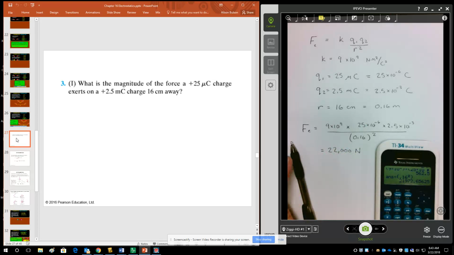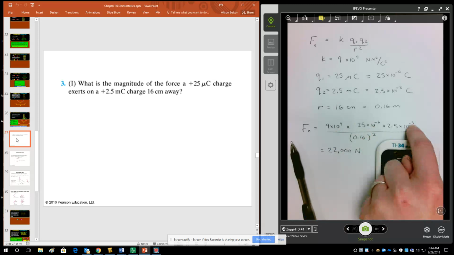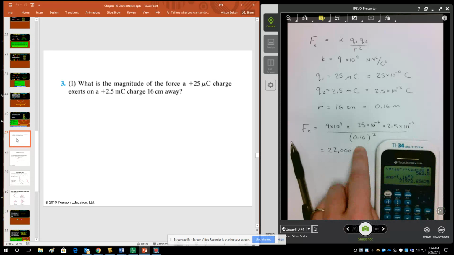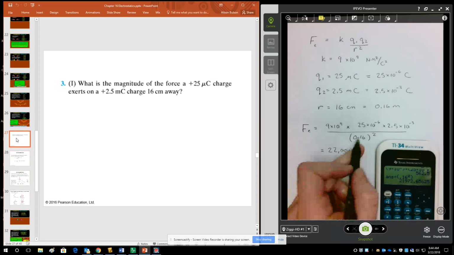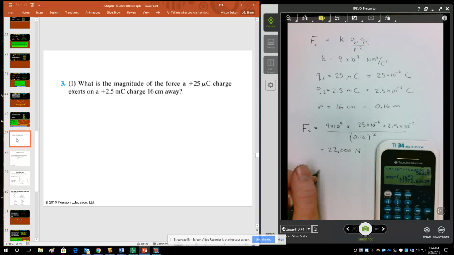This is an extremely large force, but we've already talked about how a microcoulomb is quite a decent amount of charge, and a millicoulomb is a huge amount of charge. We have a 10 to the 9th times 10 to the 6th times 10 to the negative 3rd, and then we're dividing that by a 10 to the negative 2 squared. So this is a reasonably large force. Such a large amount of charge at a relatively close distance will exert a large amount of force.